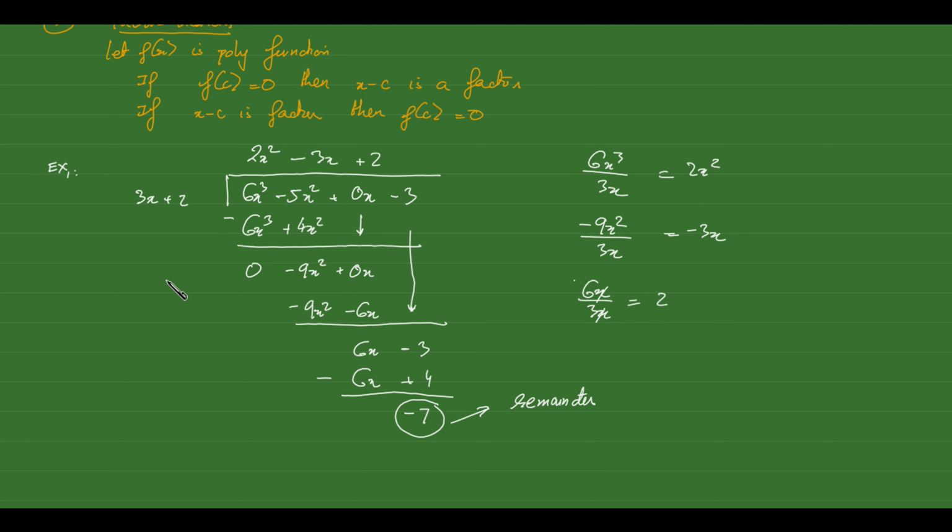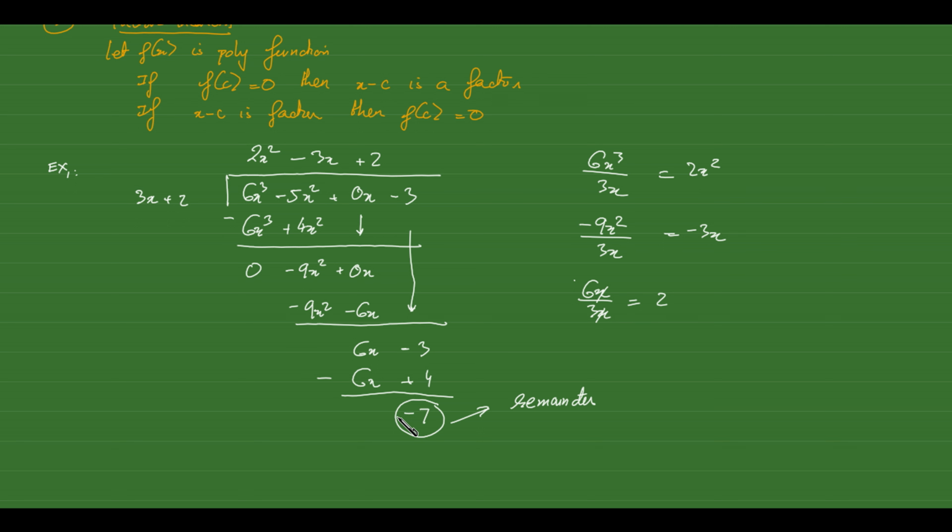So, because the remainder is different from 0, that's why it's not a factor. Sometimes if the remainder is 0, then it is a factor. If the remainder is 0, then it is a factor.